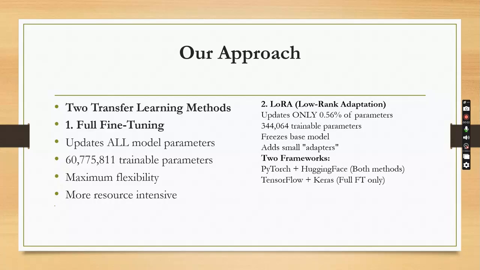So what is our approach right over here? We compared two transfer learning approaches. First, full fine-tuning. This updates all 60 million parameters of the model. It gives the model maximum flexibility to adapt to a task, but it's very resource intensive. Second is LoRA, which stands for low rank adaptation. It updates only 0.56% of the parameters. It is 34,064 trainable parameters compared to 60 million over here. This is very, very less.